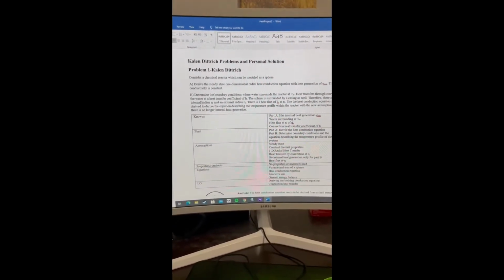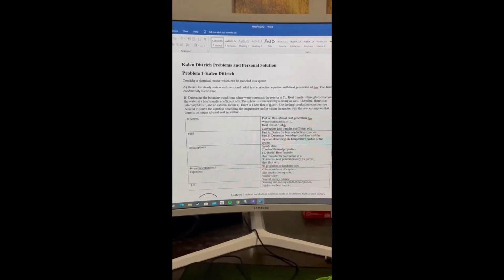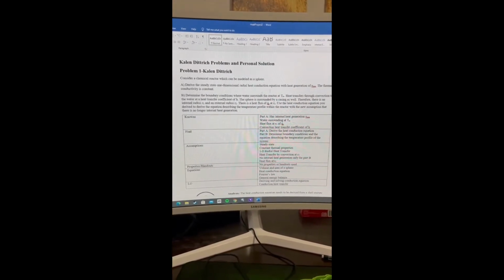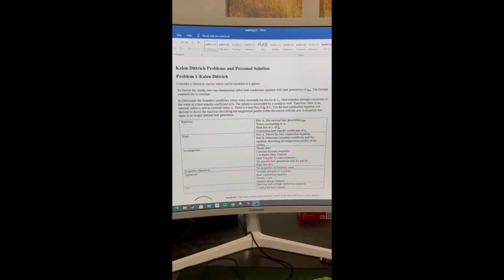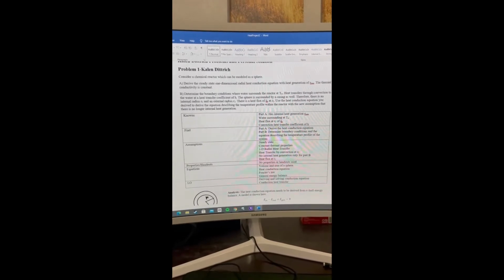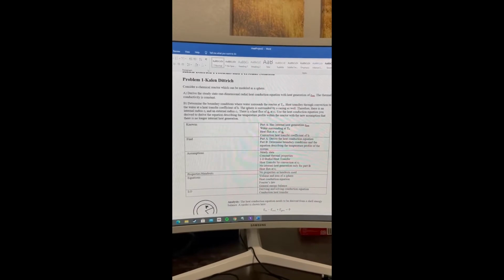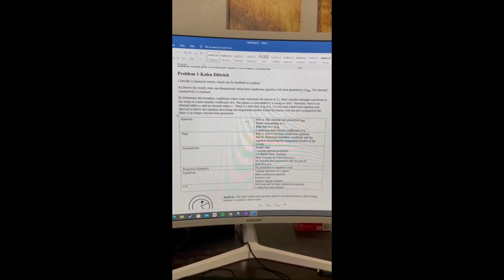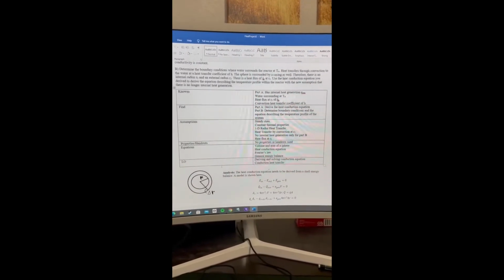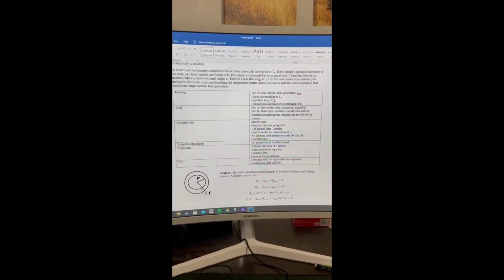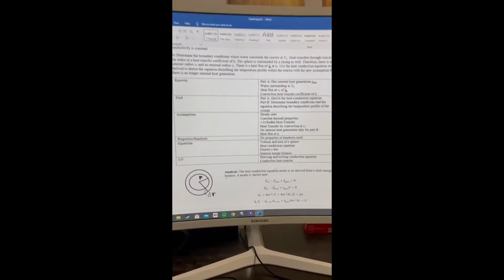For problem number 1, you're supposed to consider a chemical reactor that can be modeled as a sphere. For part A, you are to derive the steady-state one-dimensional radial heat conduction equation with heat generation of E. And then for part B, there's no longer energy generation, and you are to describe the equation that relates the temperature profile throughout the reactor. So this is supposed to cover learning elements of deriving and solving the conduction equation and the learning element of conduction heat transfer, as this is a heat conduction problem.